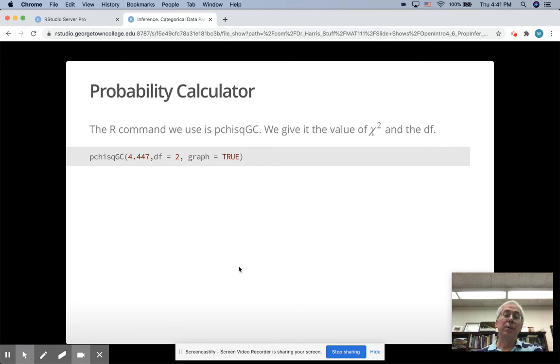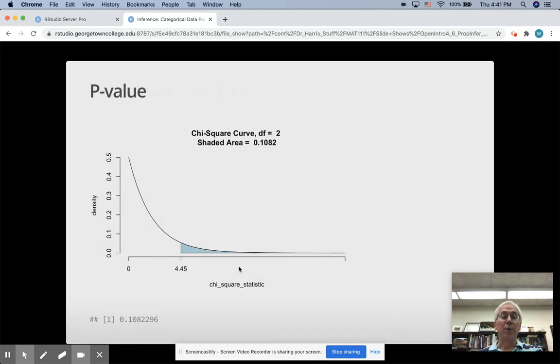Our R command that we use is pchisq. What we do is we give it the value of the chi-square statistic and the number of degrees of freedom. We'll include a graph as well. And the output of that is this part of a chi-square distribution, this right tail distribution. I can see that my p-value, my shaded region with 2 degrees of freedom, is a little under 0.11.